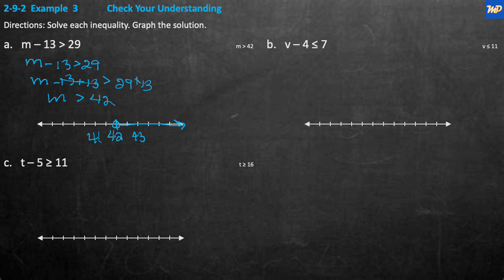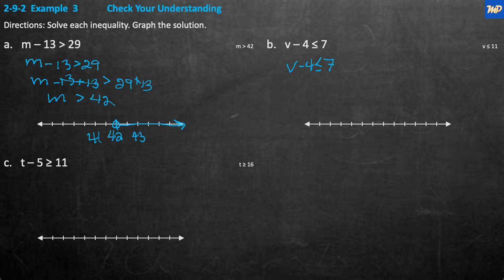B, v minus 4 is less than or equal to 7. Going back to the rules. What are the rules? Oh, the inequality has an equal sign in there. It's less than or equal, so we're dealing with a dot. So when we solve it, we're going to dot the line.